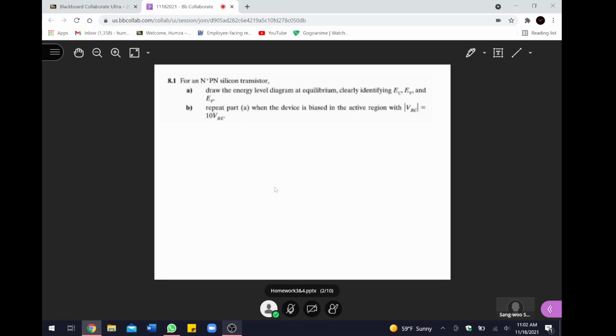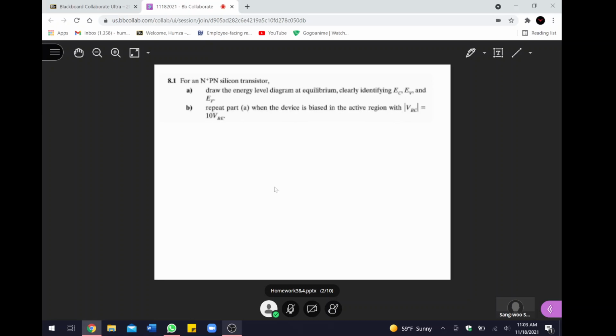In chapter 8, we're going to start with the bipolar junction transistor. In the BJT, when we talk about any device, we come with the energy band diagram. This question is basically asking about an N plus PN silicon BJT, and question A asks about the energy band diagram.